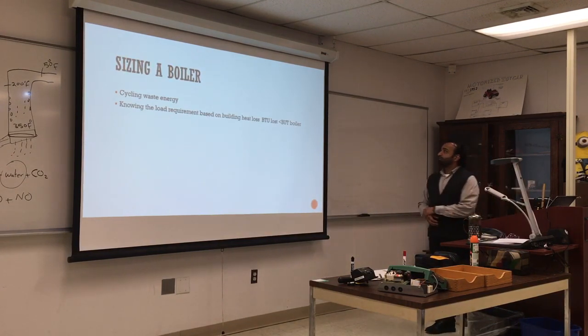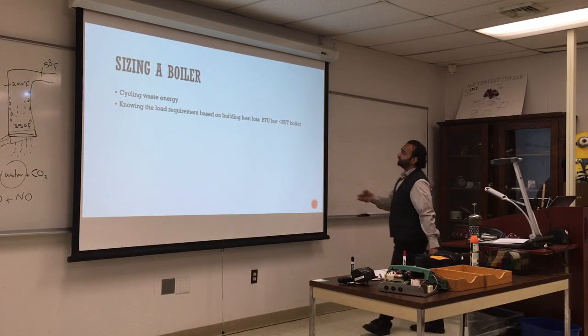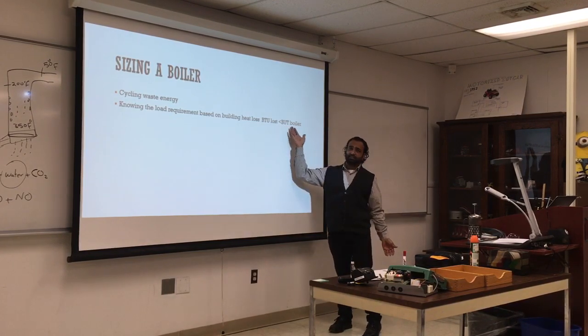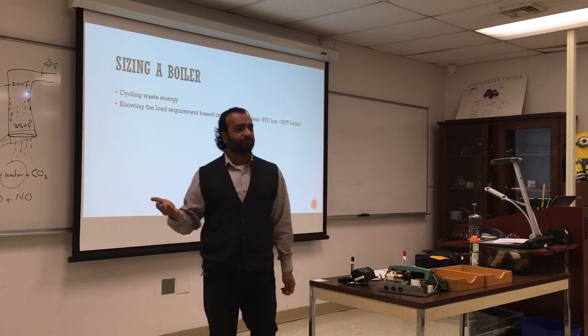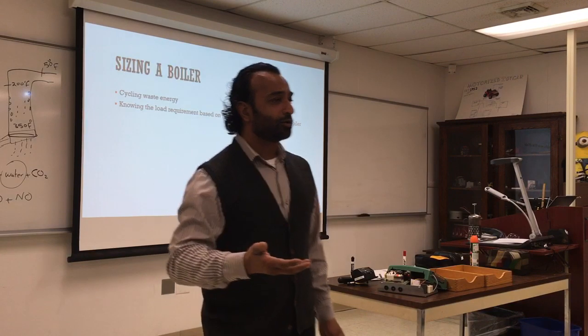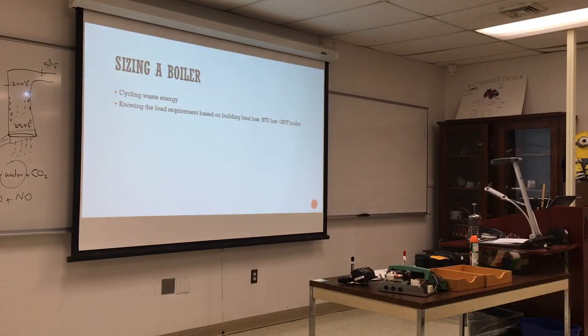Knowing the load requirement based on the building heat loss, which is the BTU lost, should be less than the BTU of the boiler. So you want the boiler to be at least 15% above the heat loss. Why is that? We did that last semester. We had a 15%. Why?